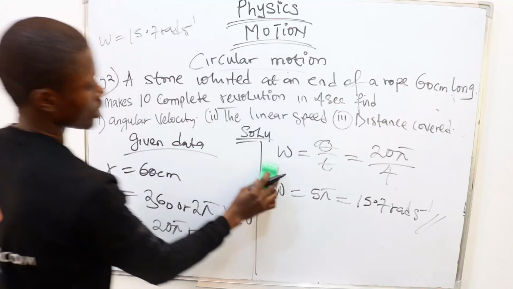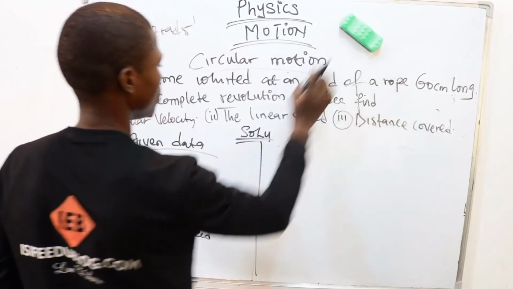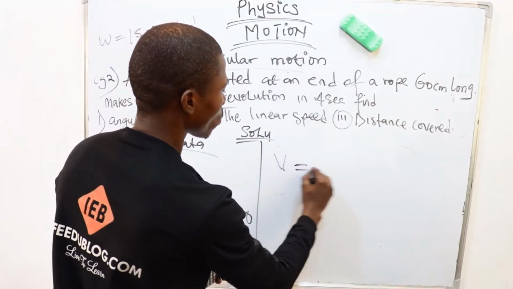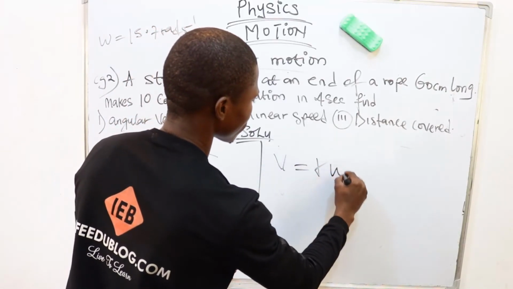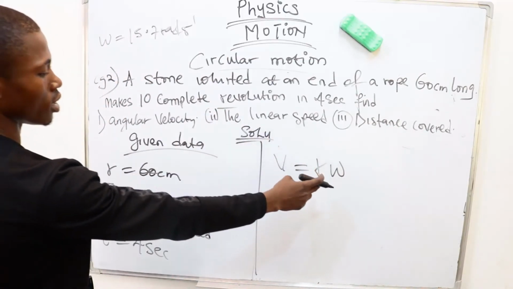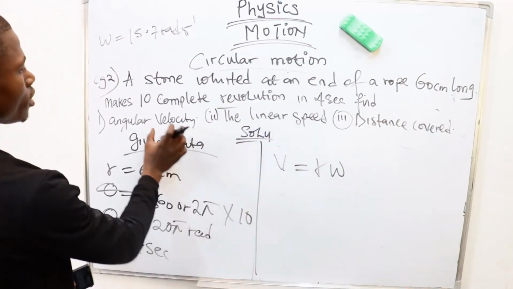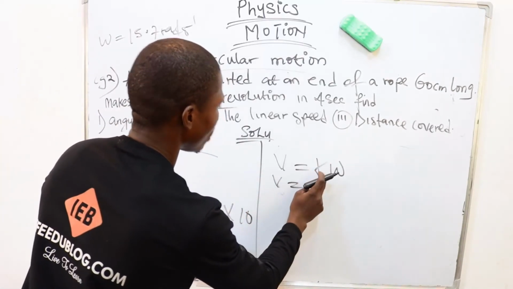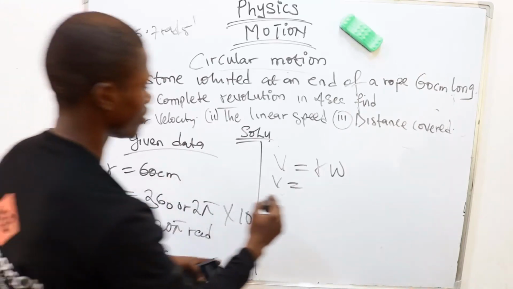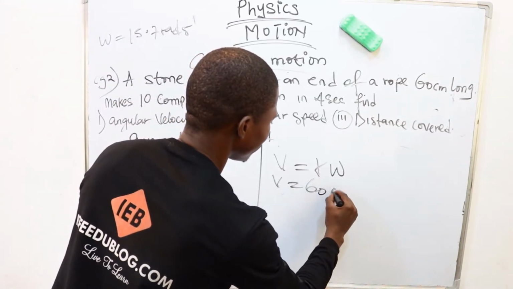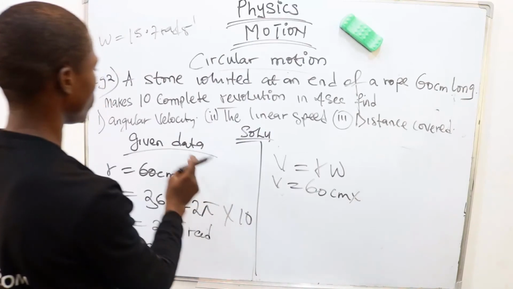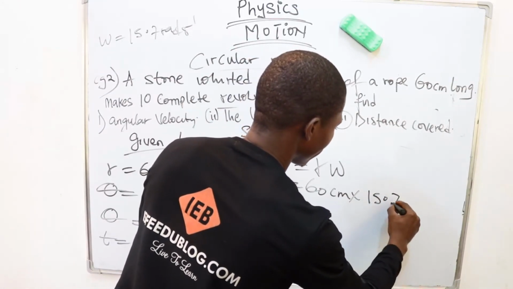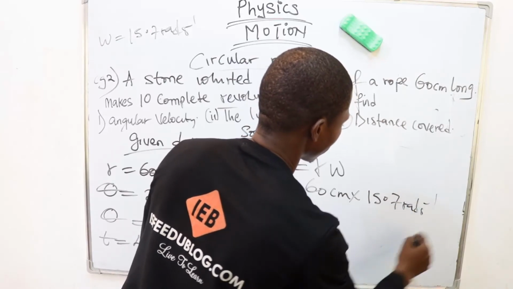Okay, now next is our linear speed. Our linear speed, which is V, is equal to radius times angular velocity. From here, we know that our angular velocity is there. So our linear speed will just be our radius, 60 centimeters, times our angular velocity, which is 15.7 rad per second. Okay?